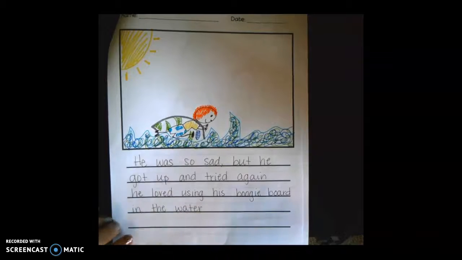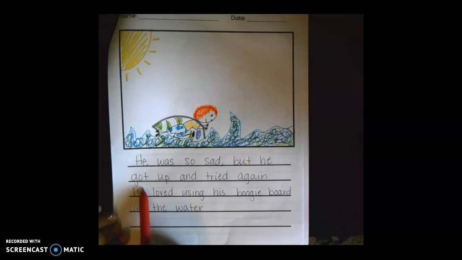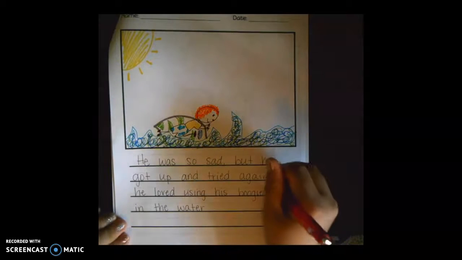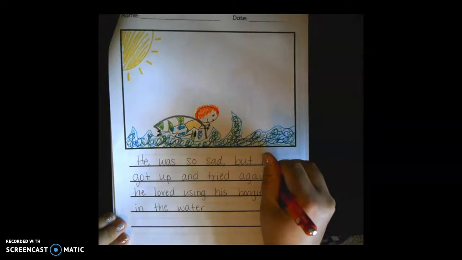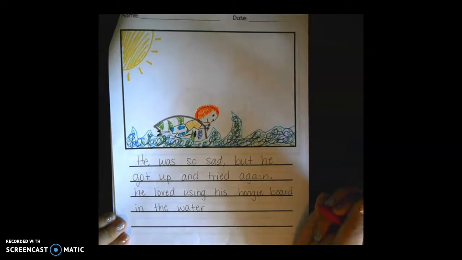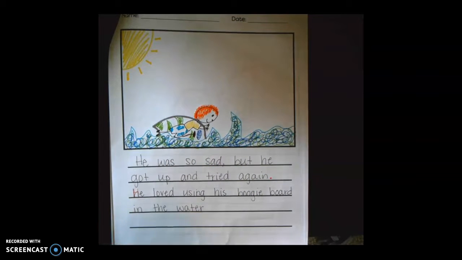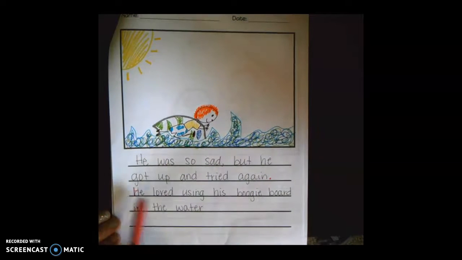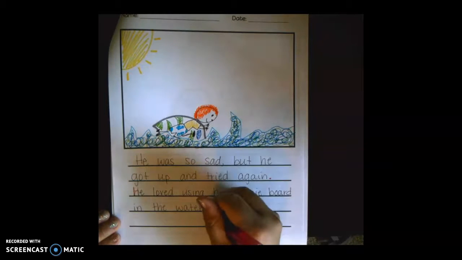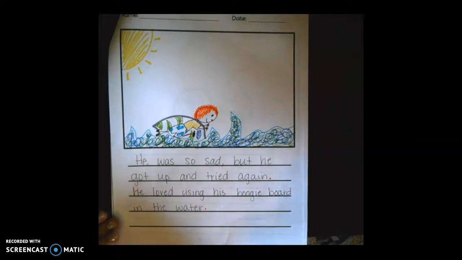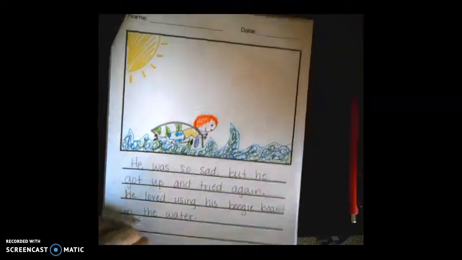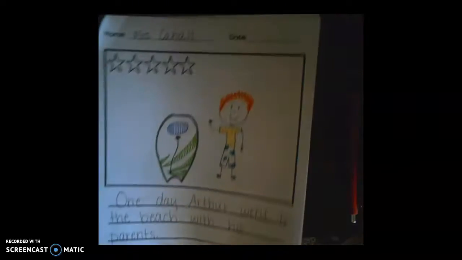I need to work on using ending punctuation. Oh no, and look, there's no capital letter here. All right, let's fix that. So I am going to put a period here because that's really important because I need to end my sentence and I need to make this a capital letter. Oof, good thing I caught that. He loved using his boogie board in the water. We're missing another period. Now it is a good story because I use my checklist to help me go through my story.